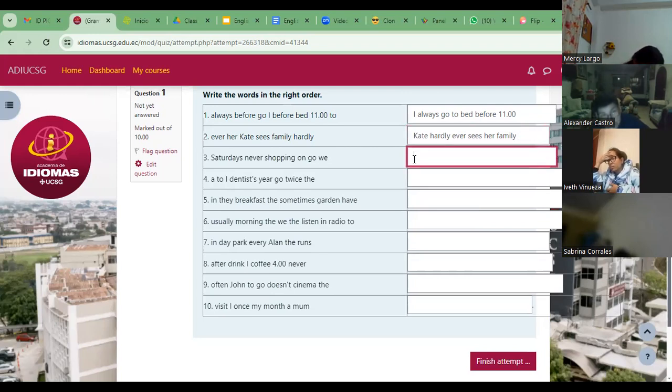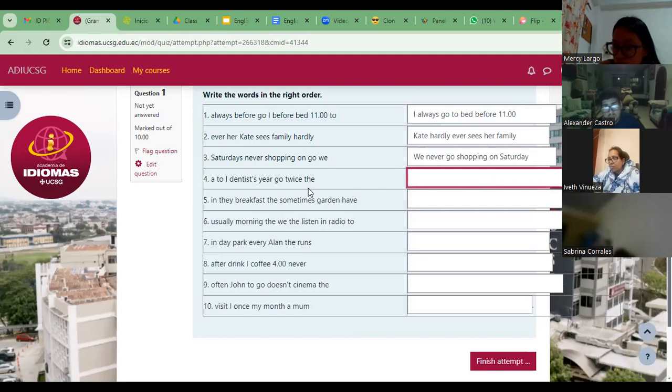Saturdays never shopping on Go We. We never go shopping on Saturday. Excellent. We never go shopping. Why? Because Saturday, Mall del Sol is crazy. There's too many people, right? That's why we never go shopping on Saturday.